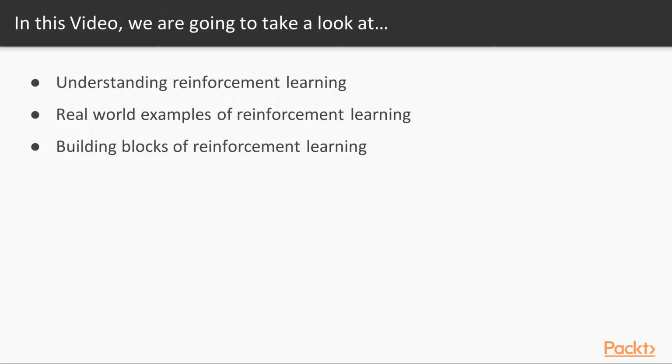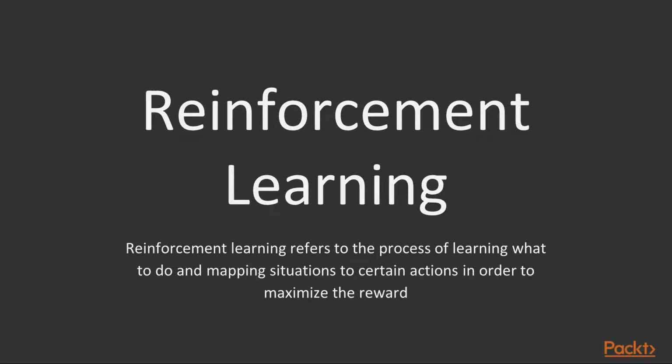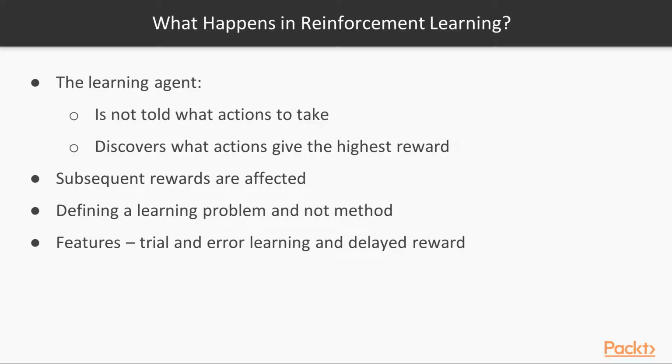In this video, we are going to understand reinforcement learning, look at some real-world examples, and study the building blocks of reinforcement learning. Reinforcement learning refers to the process of learning what to do and mapping situations to certain actions in order to maximize the reward. In the case of reinforcement learning, the learning agent is not told what actions to take. Instead, it must discover what actions yield the highest reward by trying them out. These actions tend to affect the immediate reward as well as the next situation. This means that all the subsequent rewards will be affected too.